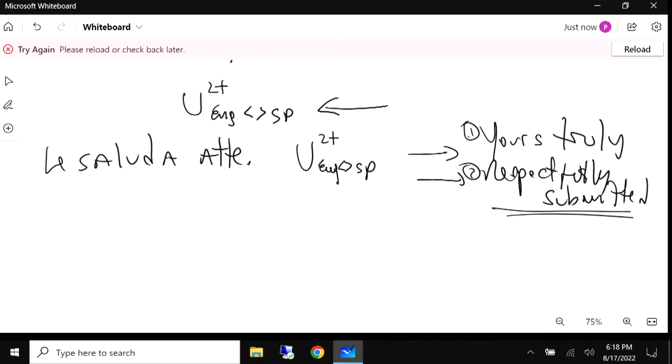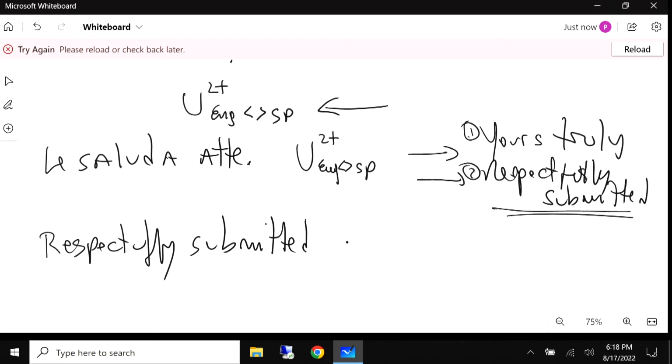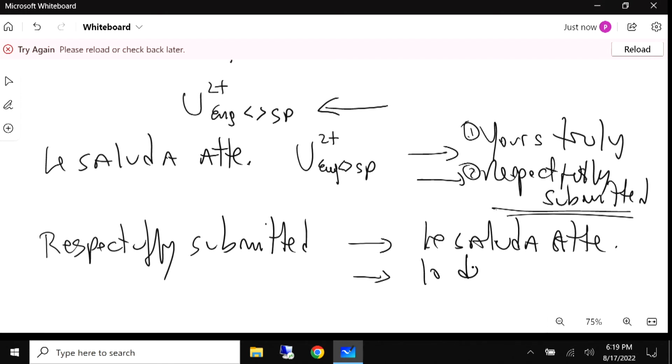Okay, so now, why is it unstable, English into Spanish and Spanish into English? Let's say that I want to say from English, respectfully submitted. Now, I have two options. I have le saluda atentamente, or maybe even more. Saluda atentamente, or I also have lo dejo a su debida consideración.